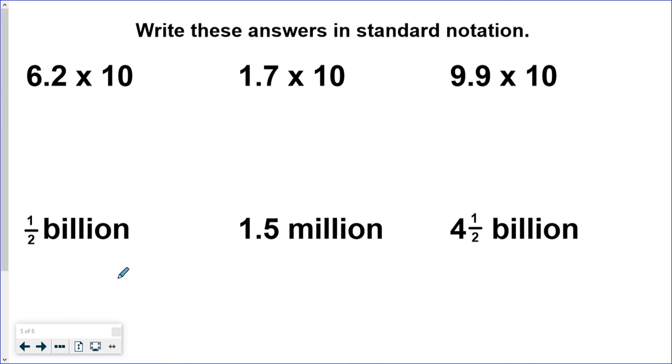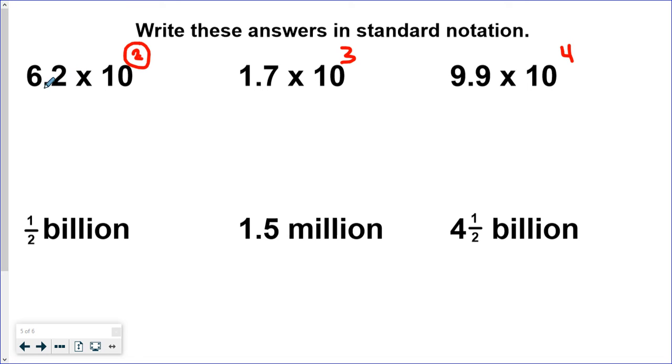All right, let's take a look at a couple of examples together. So we're going to write these answers in standard notation. And again, just as a review, standard notation just means write the digit answer. All right, so notice I don't have any exponents here. So I'm going to go ahead and create some exponents. Let's say this one is to the second power. Let's say this one's to the third power, and this one is to the fourth power. Okay. So now we have 6 and 2/10, and the exponent is a 2.